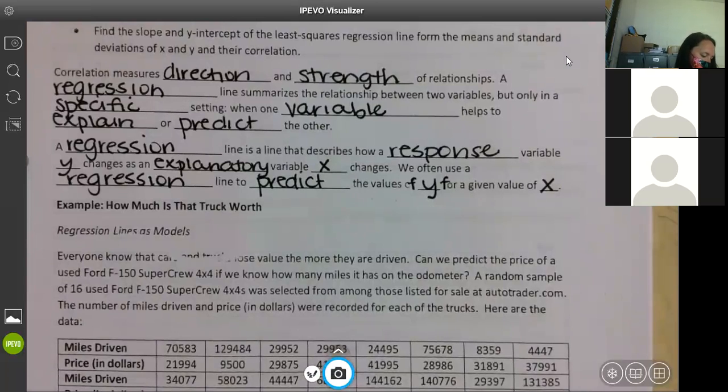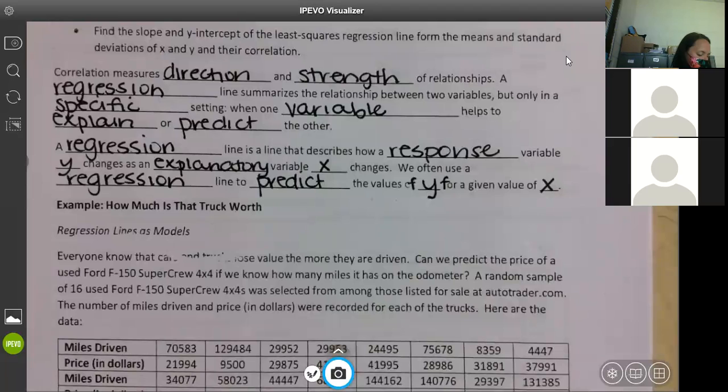Can we predict the price of a used Ford F-150 Super Crew 4x4 if we know how many miles it has on the odometer? So, like if you look up your car in Kelley Blue Book, the lower miles it has, the better off you're going to be. Also, the newer it is. So as it gets older and as you have more miles on it, it loses value.